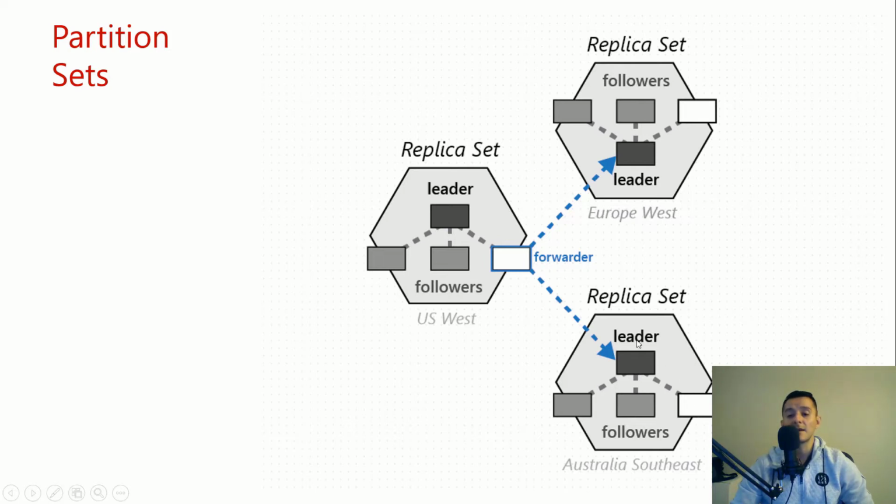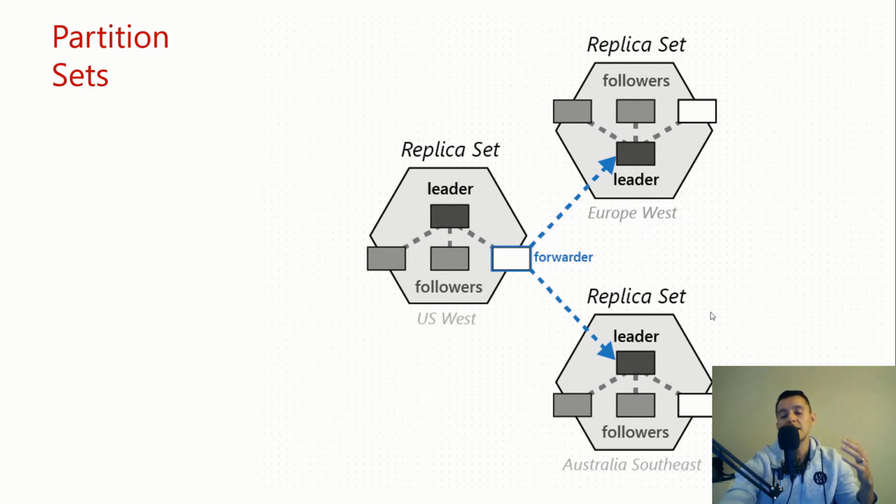Now on the other side, if the change happened, let's say up here in Europe West, then the leader in Europe West would send it to its forwarder, and then the forwarder would send it to the leader in US West and the leader in Australia Southeast. And this happens for every single different replica set that you have in your Cosmos DB account.